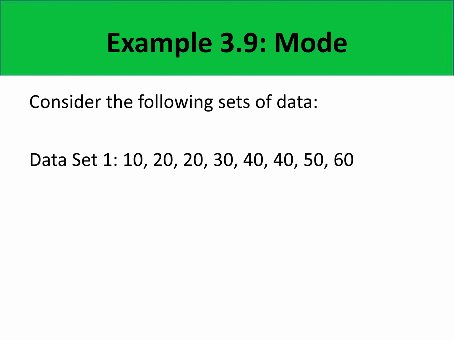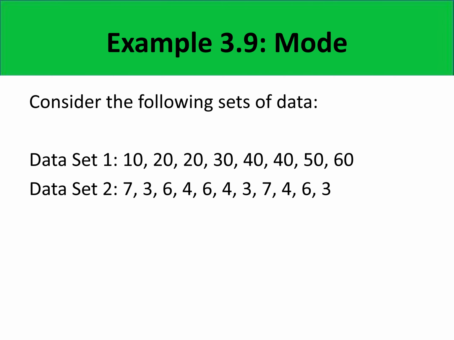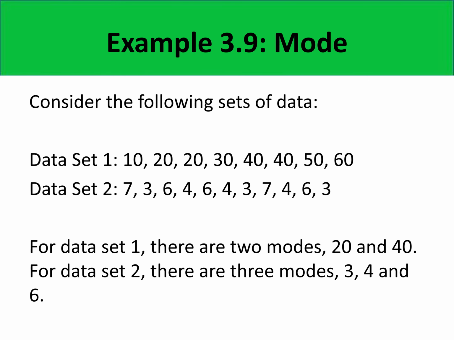For dataset 1, the modes are 20 and 40 because these numbers occurred twice and with the highest frequency. For dataset 2, the modes are 3, 4, and 6 because these values occurred 3 times and with the highest frequency.